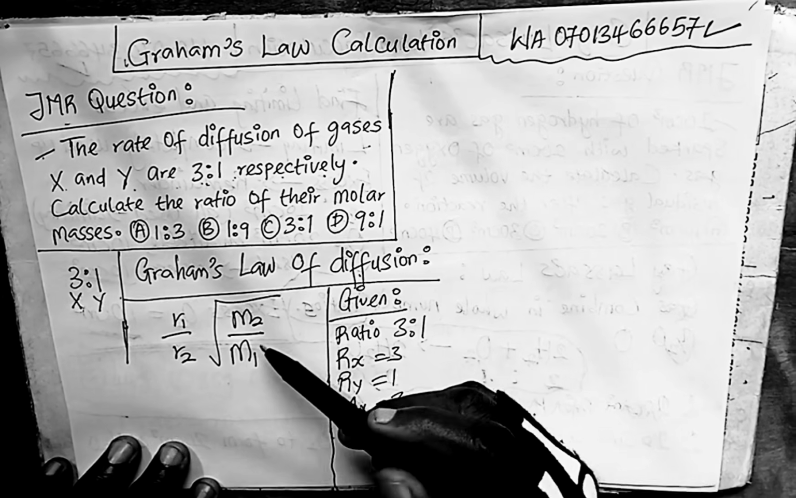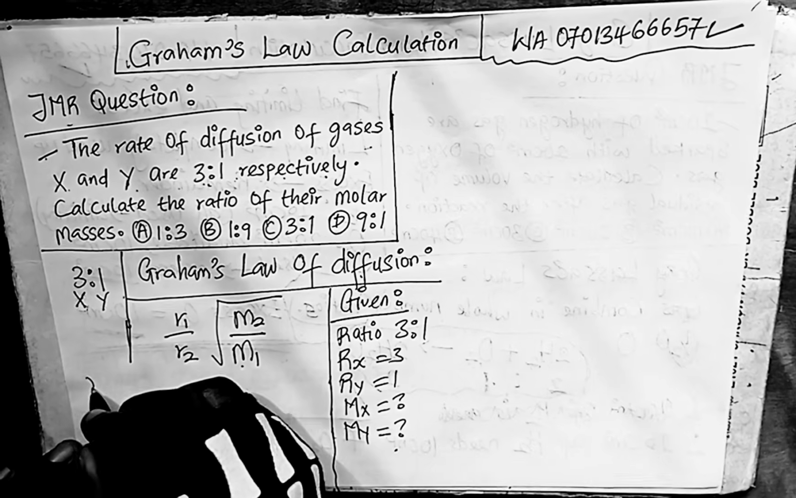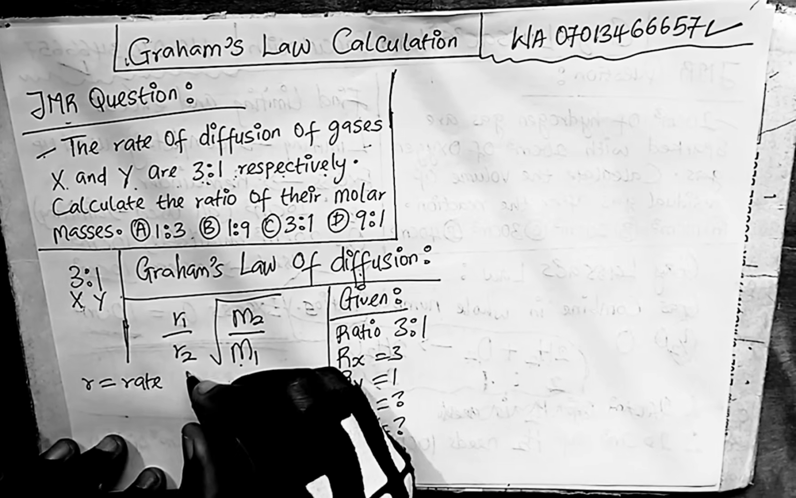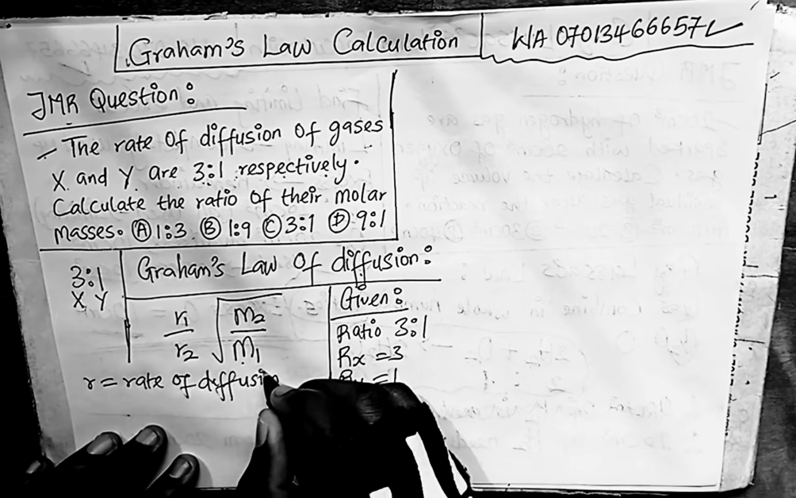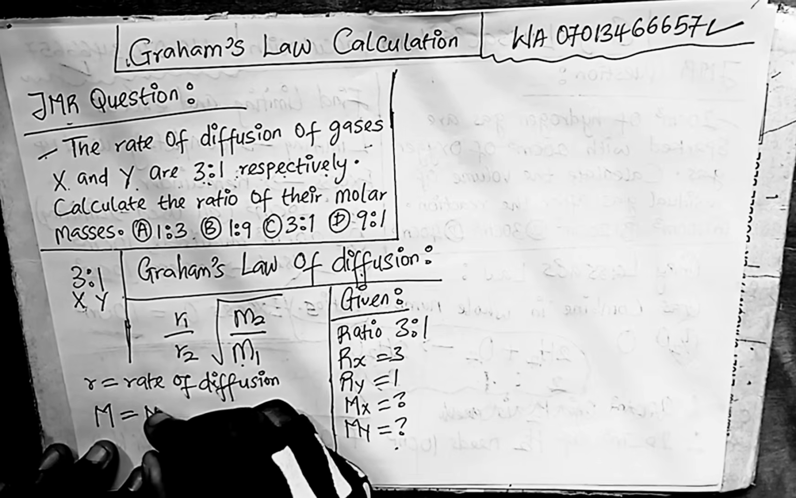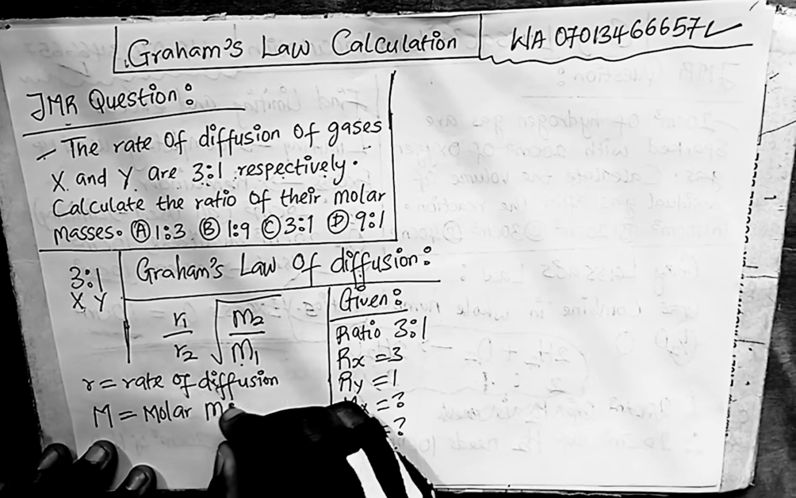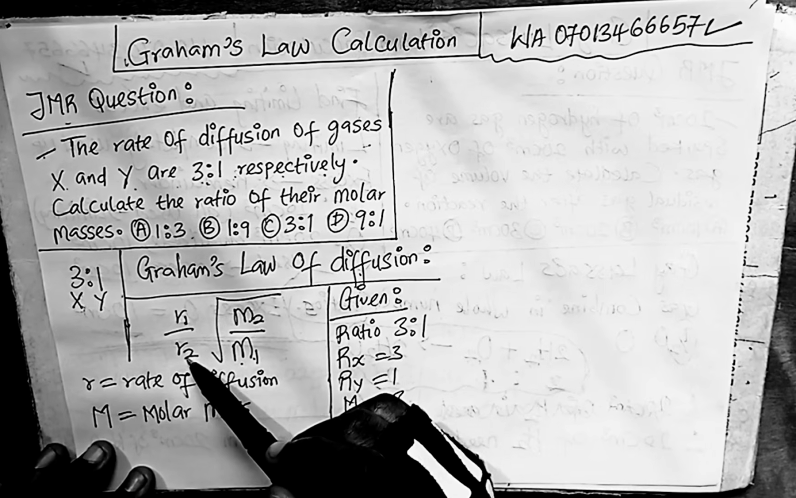So we have to apply this formula. But before we apply it, let me quickly tell you what some things in the formula stand for. R is equal to the rate of diffusion. Graham's law of diffusion is talking about the rate of diffusion of a gas or a substance, but most of the time a gas. The capital letter M is equal to molar mass, anywhere you see it. So molar mass 1, molar mass 2, rate of diffusion 1, rate of diffusion 2.